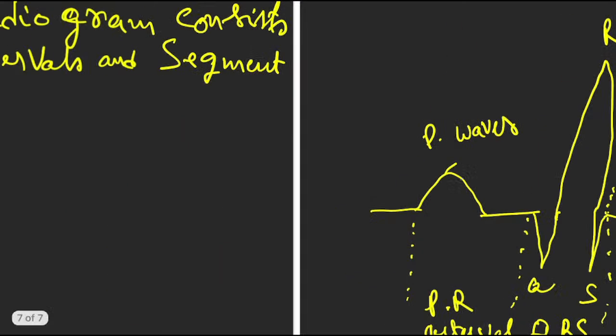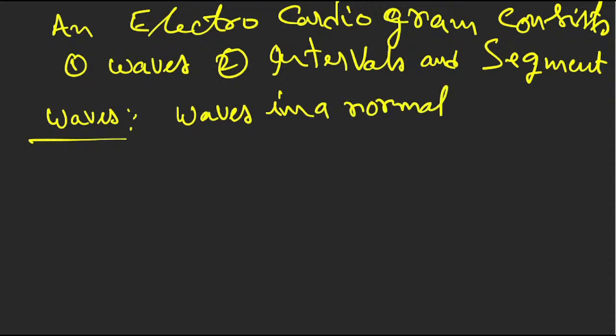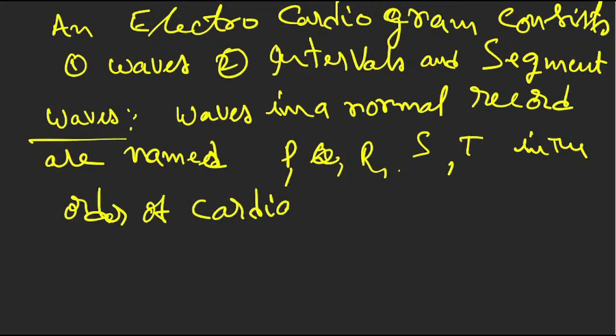Okay, then first we can take the waves. The waves in a normal record are named P, Q, R, S and T in the order of cardiac cycle.